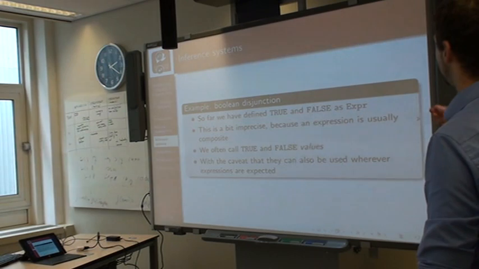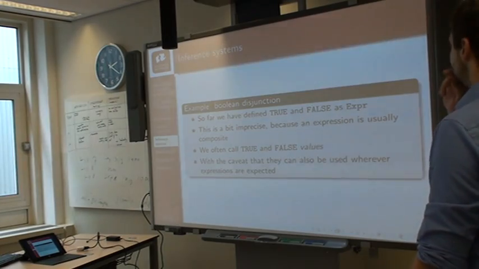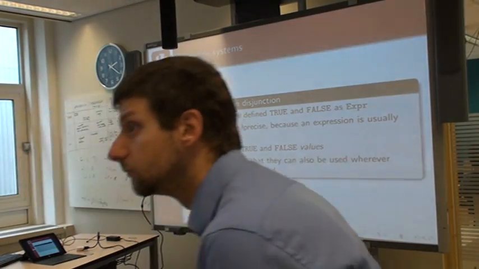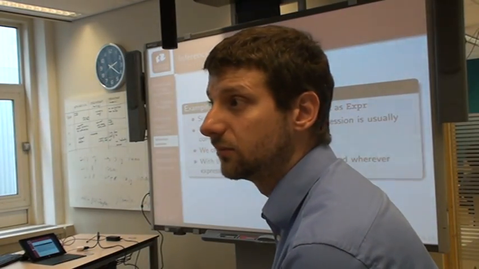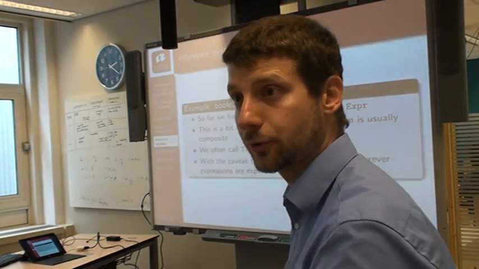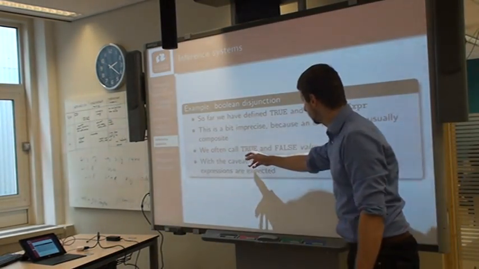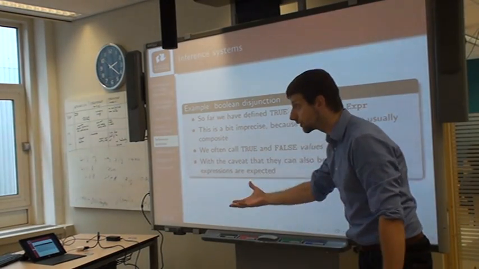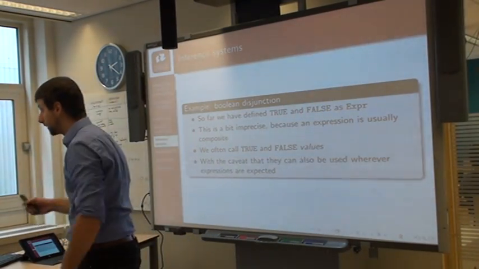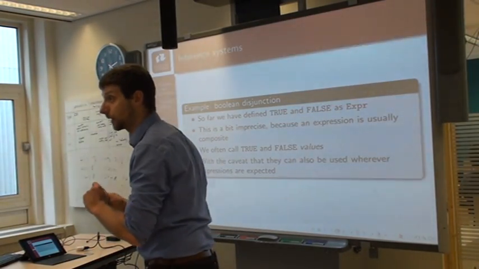Okay, so we have defined true and false as expressions. But, I mean, are true and false really Boolean expressions? They're data. Yeah, they're values. True and false are values, not expressions. An expression is usually something composite. So something else we can do is to say that true and false are values, because they are values, not expressions. An expression is something more complicated. But we also want to say that true and false can also be used as expressions. They are values, but they can be used as expressions.